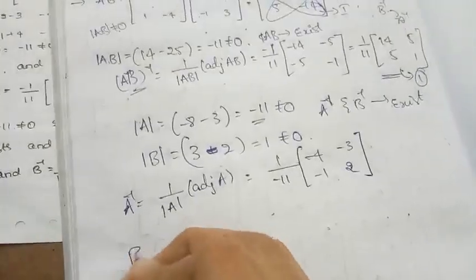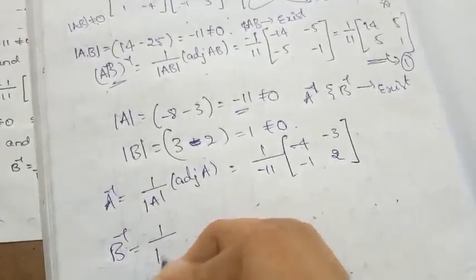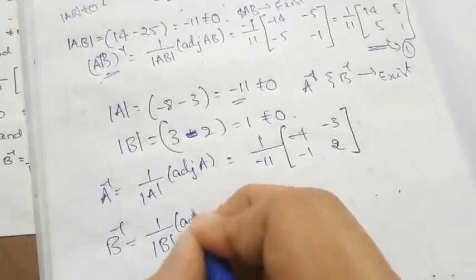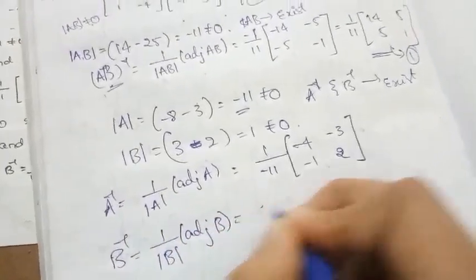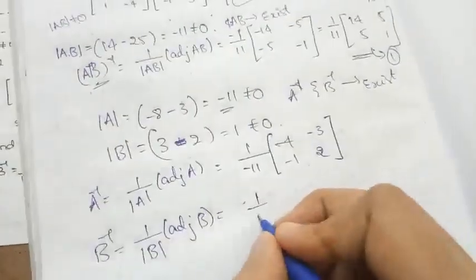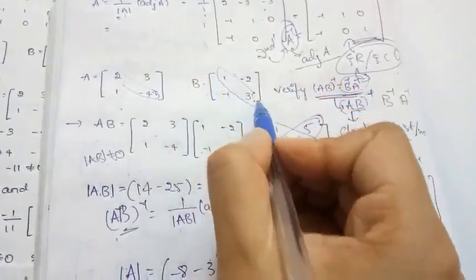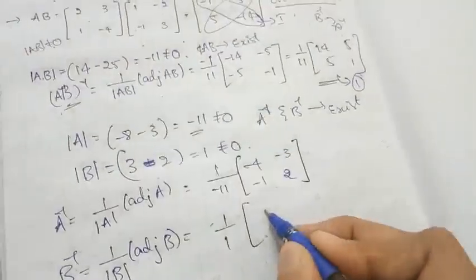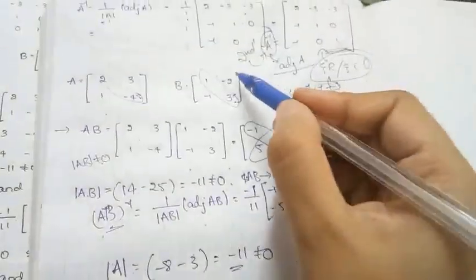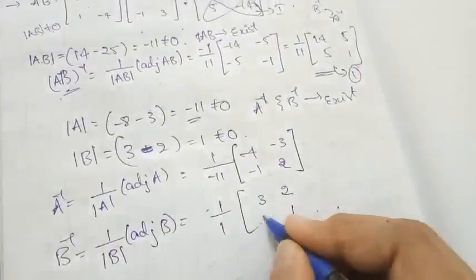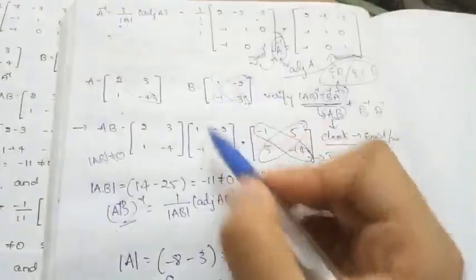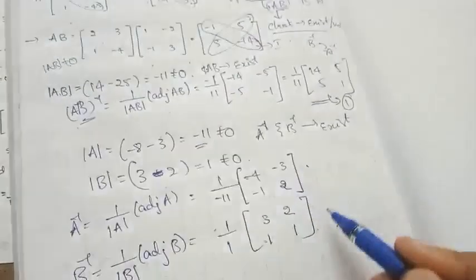Next is B inverse. Similarly, 1 by determinant of B into adjoint of B. So what is the determinant value of B? It is 1. Adjoint of B, here is the matrix B. Along this diagonal I need to interchange, that is 3, 1. Along this diagonal I need to change the sign, so it becomes 2, 1. So now we have got A inverse and B inverse.